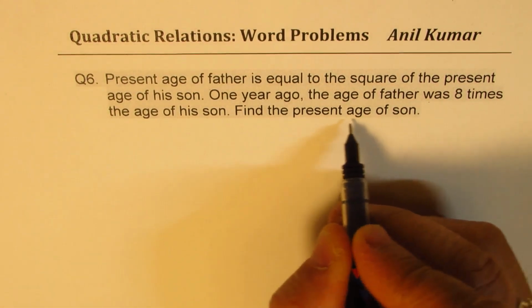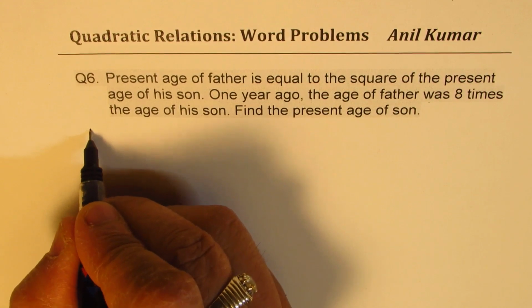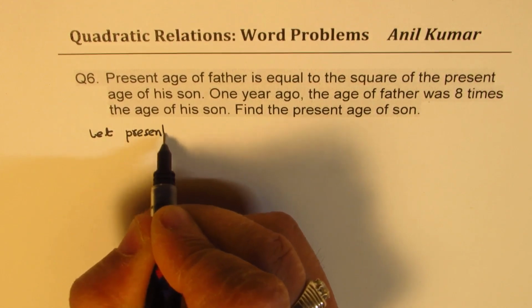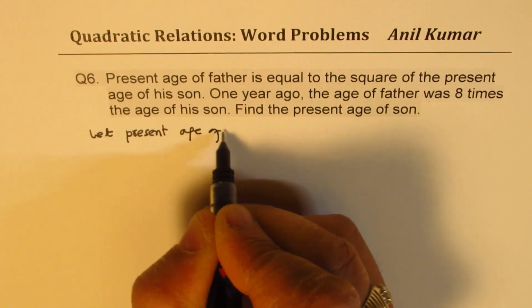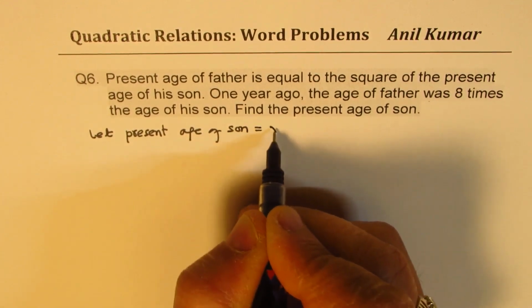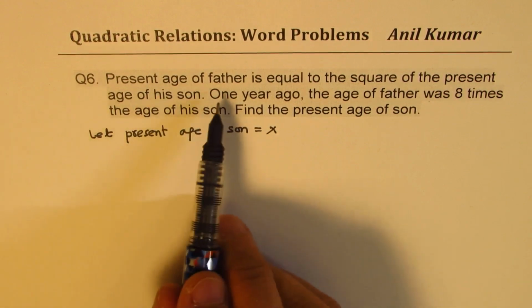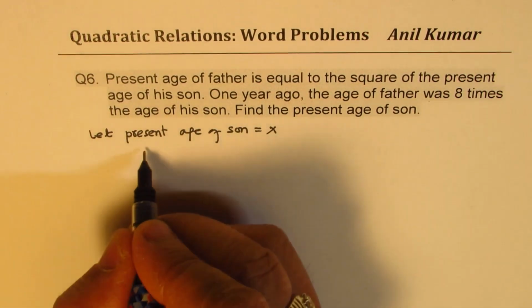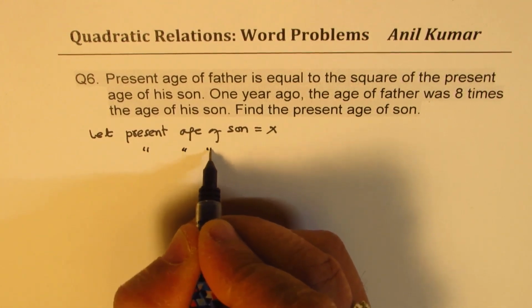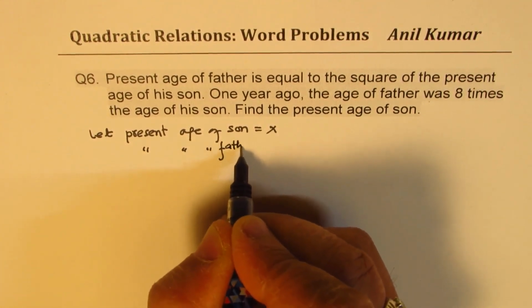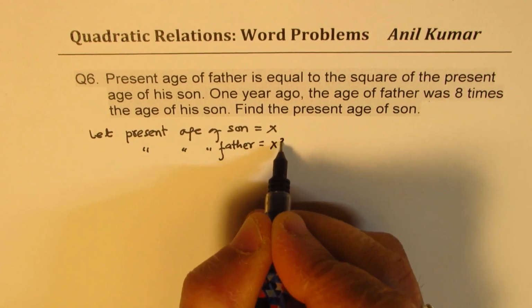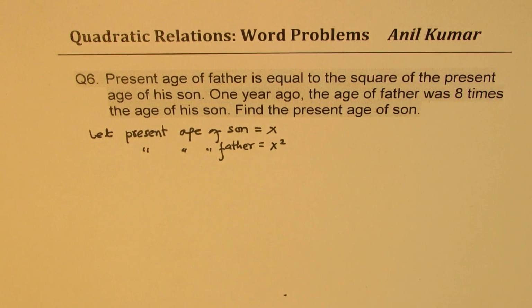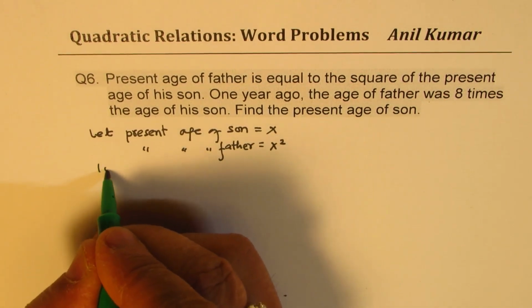Since it is find the present age of son, we'll begin with let present age of son equal to x. Now it says present age of father is equal to square of present age of son. So present age of father will be what? X square.